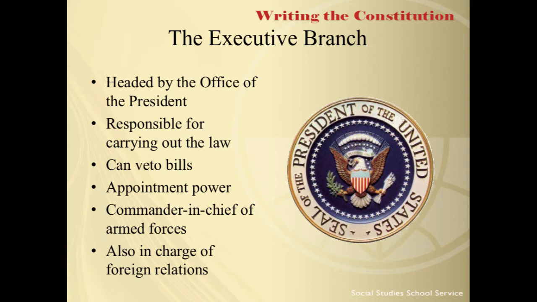Article 2 also spells out the basic requirements for anyone seeking the office of president. Candidates must be at least 35 years old, be a natural-born U.S. citizen, and must have resided in the United States for at least 14 years prior to their election. Let's revisit one thing there. Natural-born U.S. citizen.